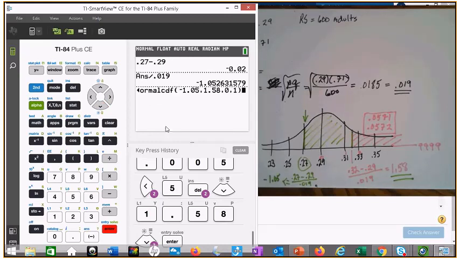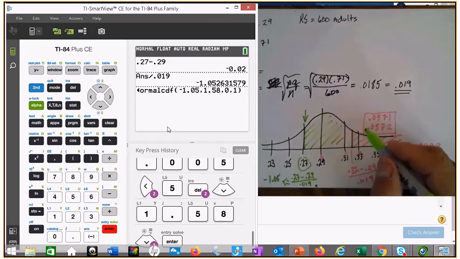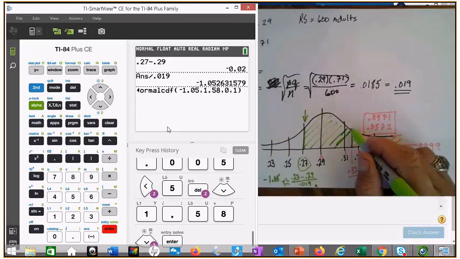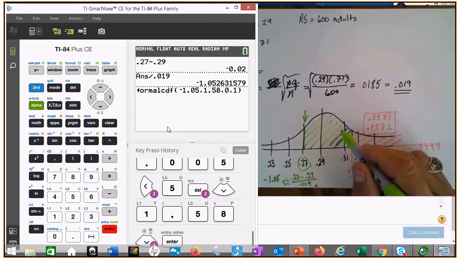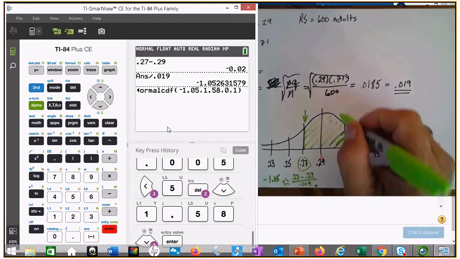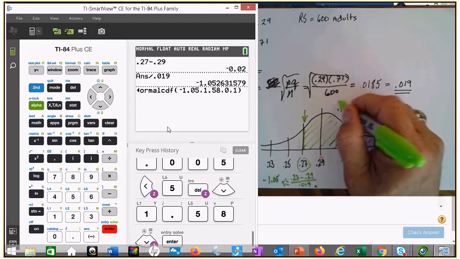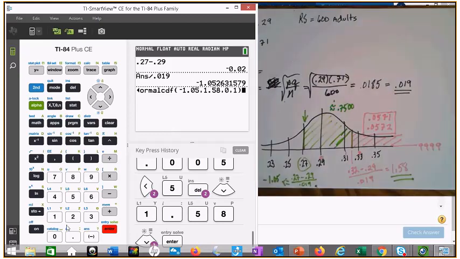And I would say it's going to be close to, let's see... that's 34 and 34, so that's 68. And then half of 13 is 7. So 7 plus 68 is what? 75? So I'm thinking it's going to be around 0.7500 by the empirical rule. Enter.